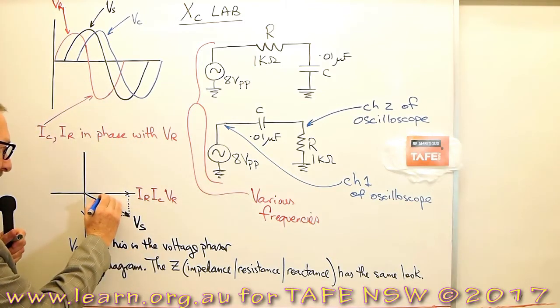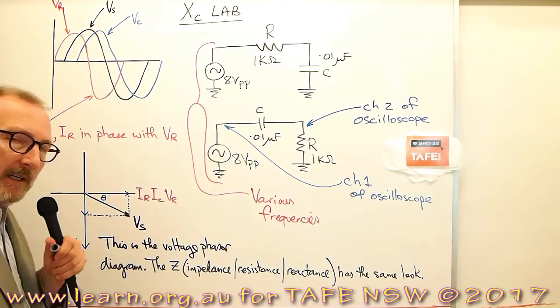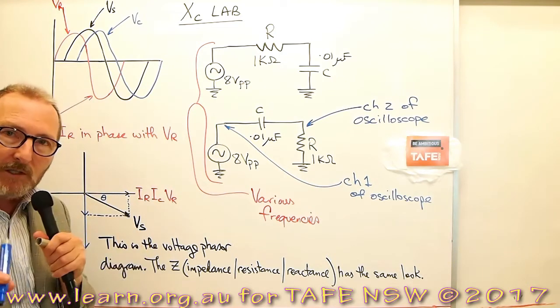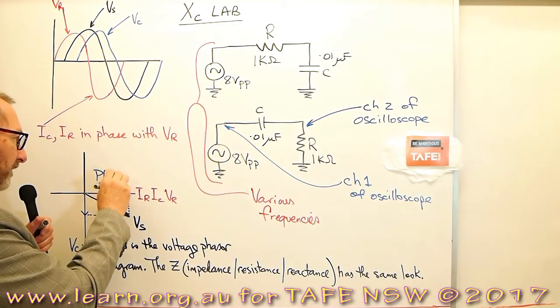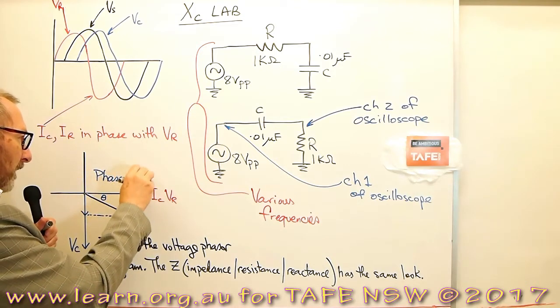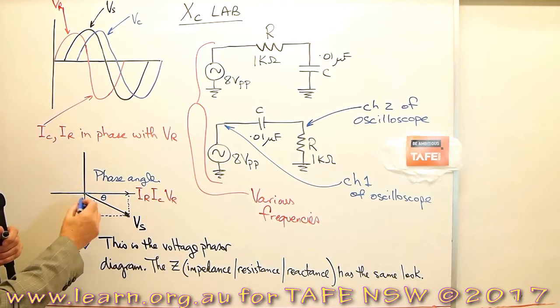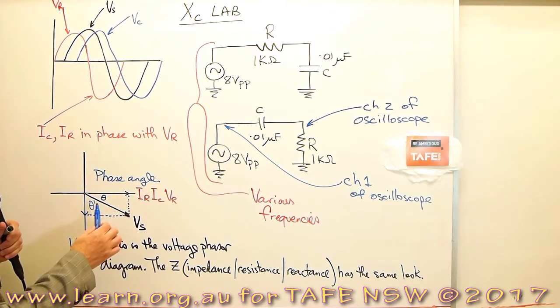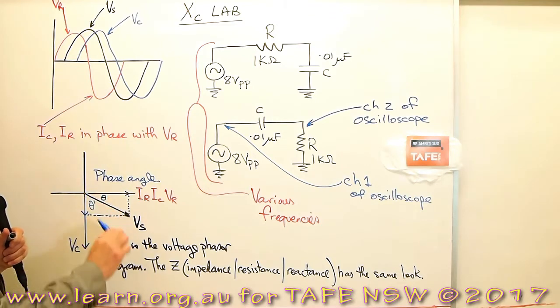And then again to say this angle here, that the current in the circuit is leading the supply voltage, is the phase angle of the actual circuit. And of course here we have theta 1, which is 90 degrees minus the phase angle, and that's the difference between the voltage on the capacitor and the supply voltage.